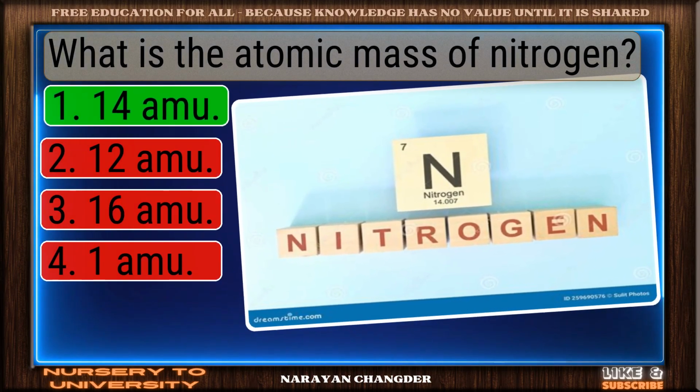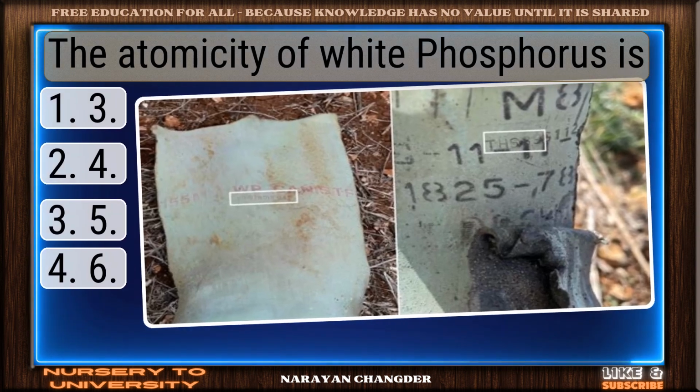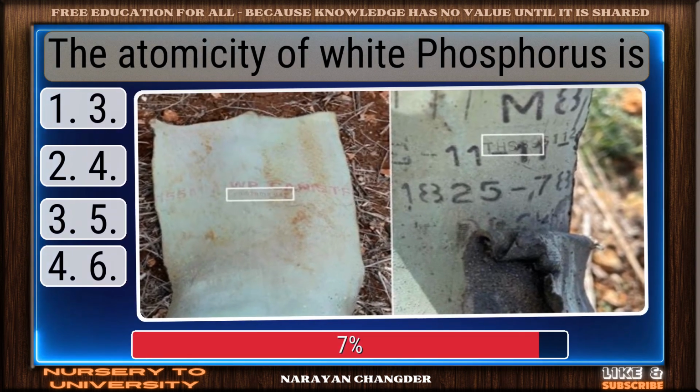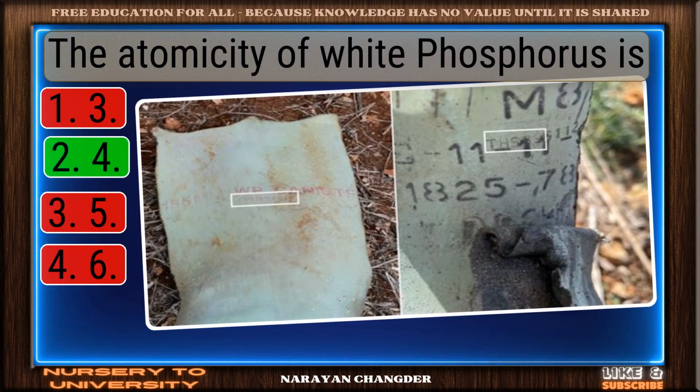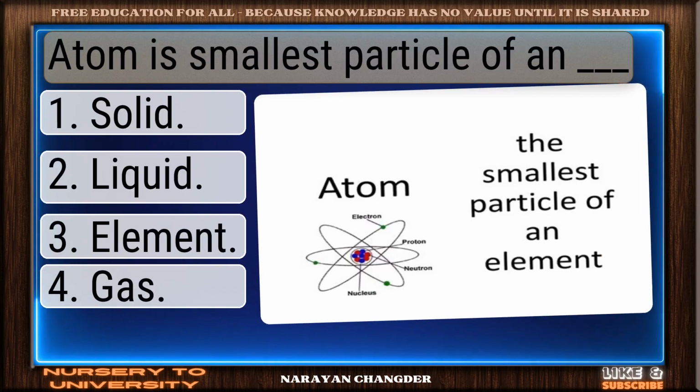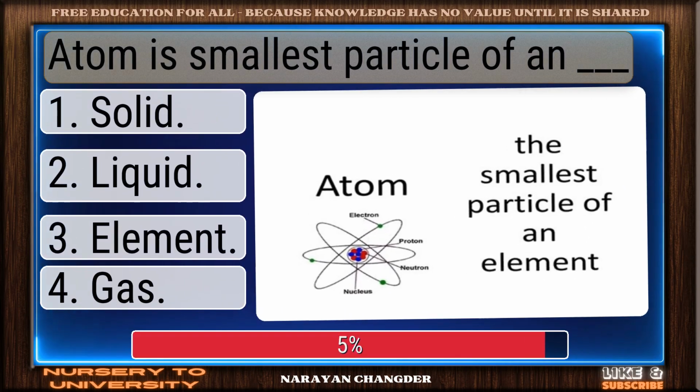Well done. 14 u is the right choice. Question number 209. The atomicity of white phosphorus is? Solid response. 4 is a valid choice. Question number 210. Atom is the smallest particle of an dash.